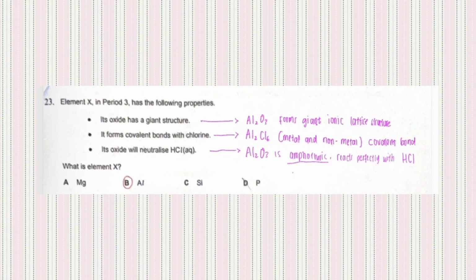Element X in period 3 has the following properties. First, its oxide has a giant structure. Second, it forms covalent bonds with chlorine. Third, its oxide will neutralize HCl. What is element X? The right answer is B.